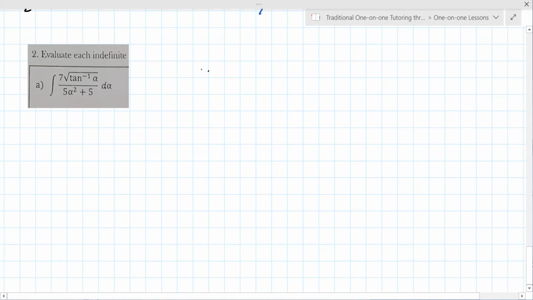4 or 5. Yeah. So your u here, do you have any idea what your u might be in this problem?